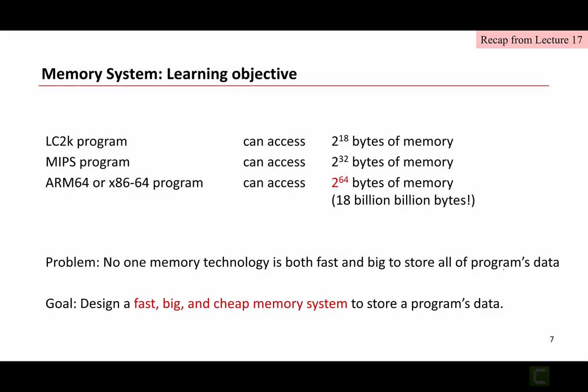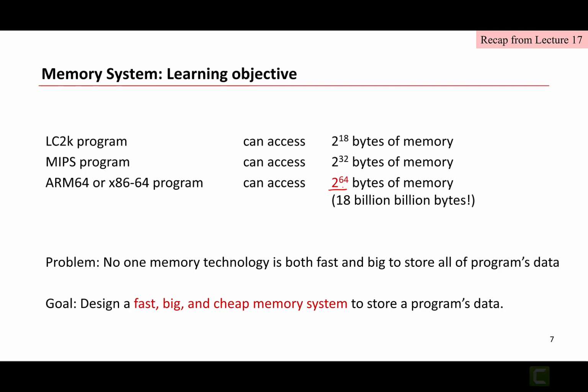Before we get into virtual memory, it's worthwhile to understand a little bit of a motivation and a problem that we are trying to solve. I would like to again go back to a slide from lecture 17 where we set up this whole problem of memory system design in the context of what an ISA program needs. We talked about how an ARM64 assembly program would need access to 2 to the power 64 bytes of memory. That's a lot of memory. That's 18 billion bytes of memory.